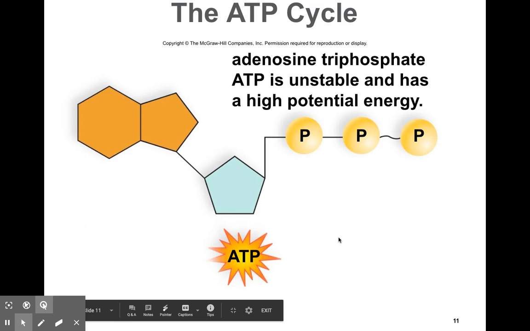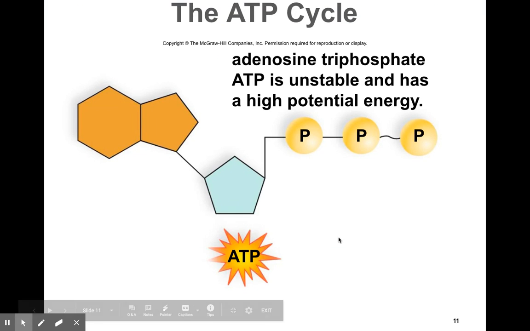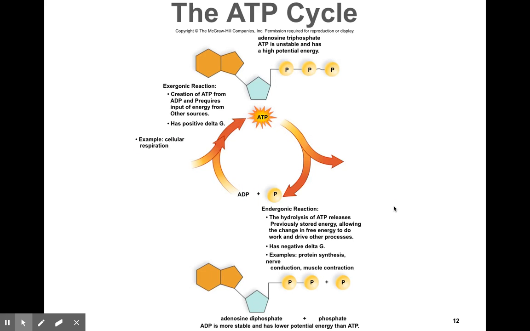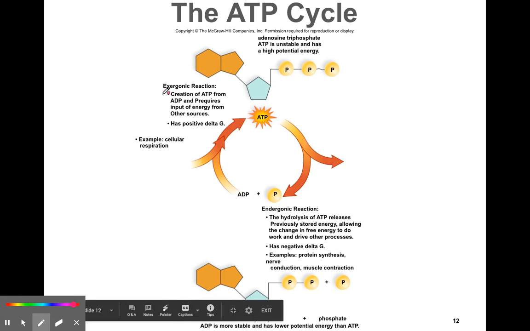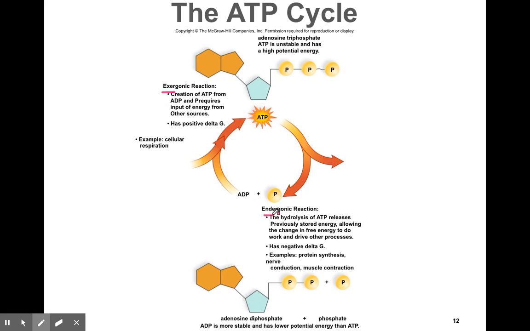So this is what our ATP molecule looks like. ATP is made up of our adenine group, our ribose sugar, and then our 3 phosphate groups here. Now, as we see with this ATP cycle, like we said, it's endergonic and exergonic reactions. So they're coupled, meaning that they depend on each other. So what does that mean?